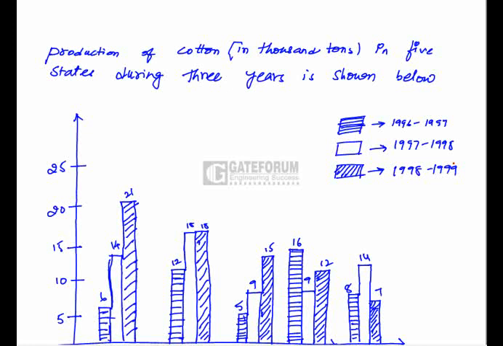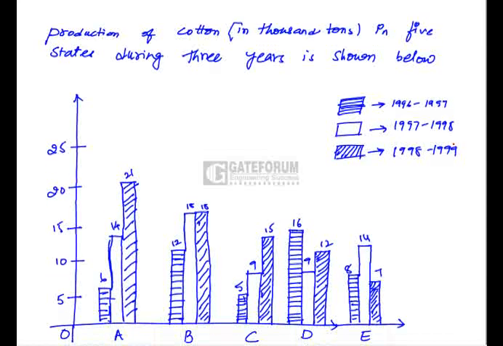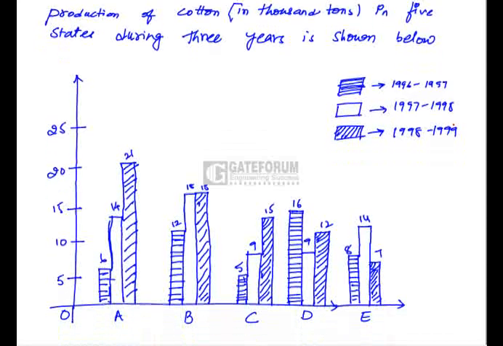Production of cotton in 1000 tons in 5 states during 3 years is given in this chart. Now, the horizontal lines represent the production of cotton in 96, 97, whereas the empty space represents 97, 98 production, and the cross lines represent 98 and 99 production. Now, let us look into the question.